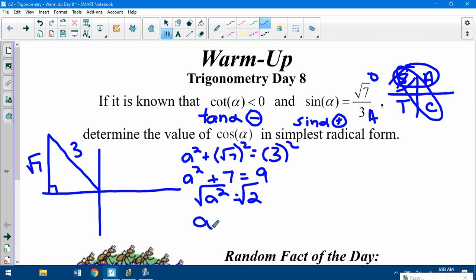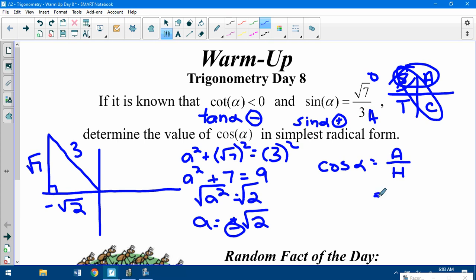But remember, when you take a square root, you get plus or minus. Which one is this? It's minus. It's going to the left. So negative radical 2. Okay, they want you to find cosine of alpha in simplest radical form. Cosine's always adjacent over hypotenuse, and the adjacent side would be negative radical 2, and the hypotenuse would be 3. So negative radical 2 over 3.